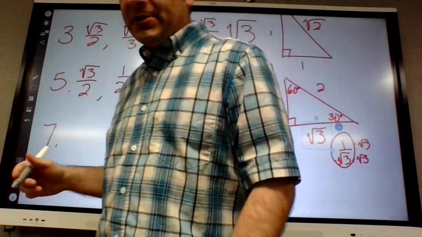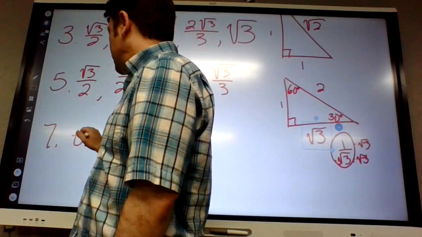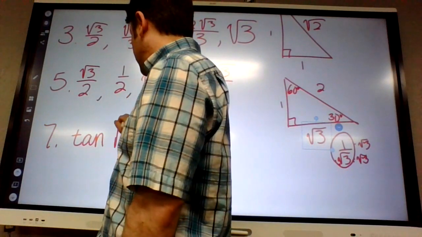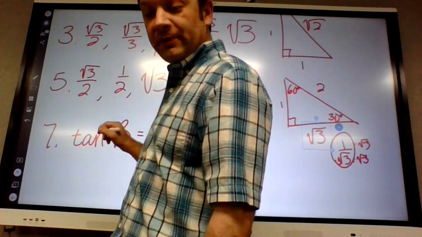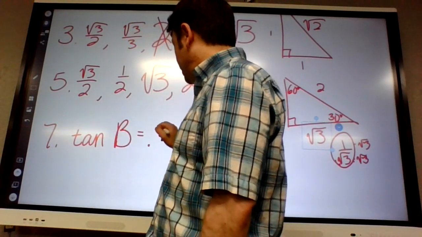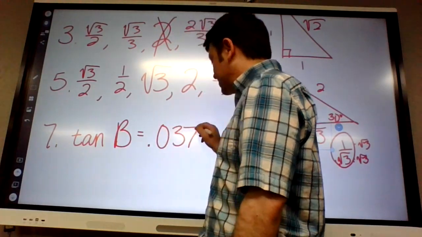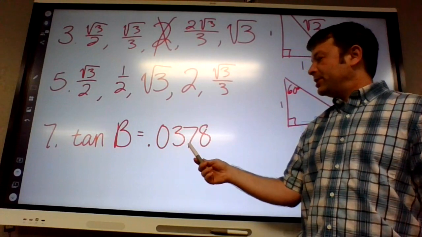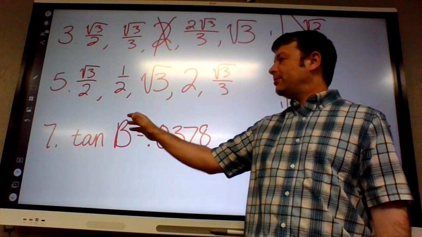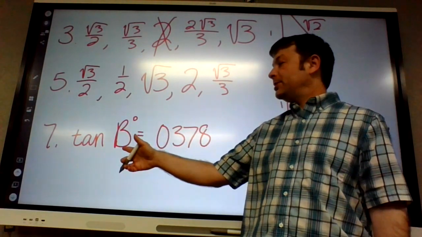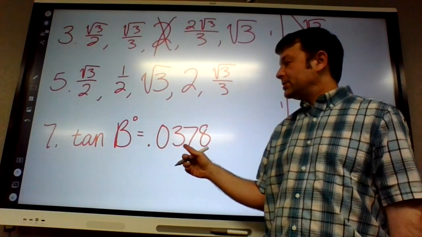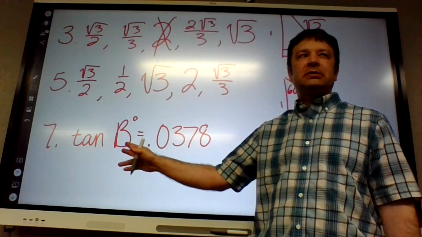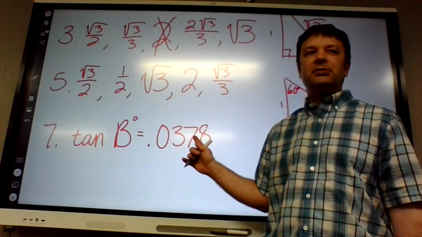Okay, number 7. We did this last year, but we have yet to do it this year. So let's see if a couple people at least remembered it from the other class. If I know that tangent of B is equal to 0.0378, B is some angle. It's like how many degrees equals this.